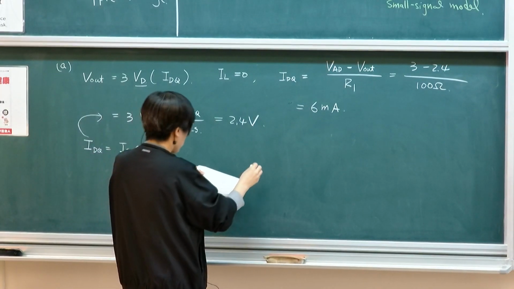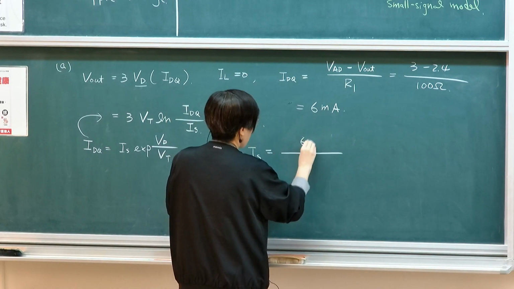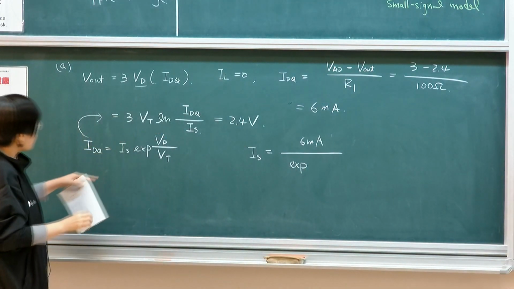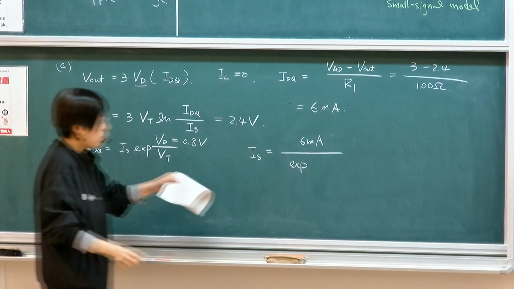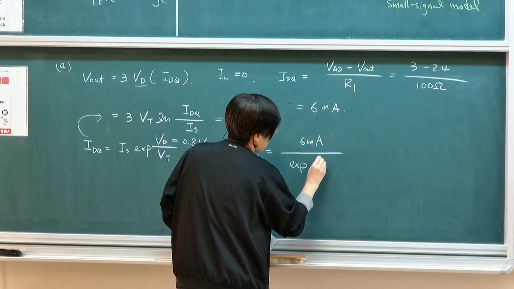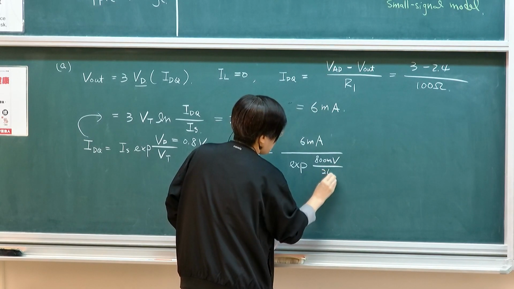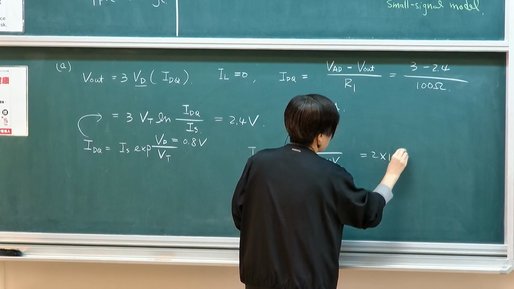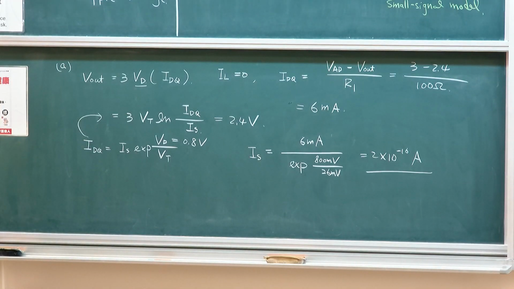So we should be able to get our IS as 6 milliamp exponential. The VD here is 0.8 volt, because 2.4 volt divided by 3 diodes, right? So this will be 800, 26 milliamp. And then we get our current should be 2 times 10 to the minus 16. Okay? So this will allow us to go find the particular diode which will suit this operation.